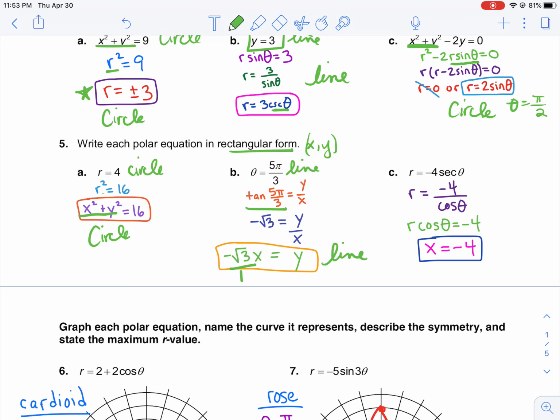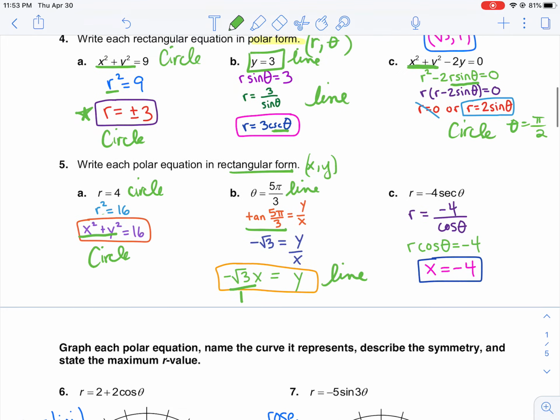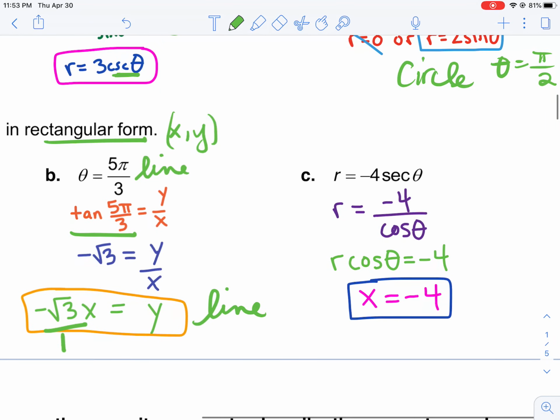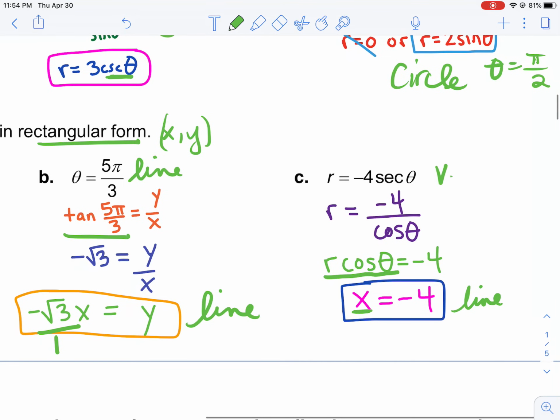Don't forget, you can't graph that on your calculator. You have to know that that's just a line that goes through the angle 5 pi over 3. And for this last one over here, I'm going to rewrite secant as 1 over cosine. And don't forget about leaving that negative 4 there. And then multiply both sides of the equation by cosine of theta. R cosine of theta, well, I know that that's equal to x. X equals negative 4. This is also a line. This is going to be a vertical line. And this will also be a vertical line if I were to graph that.